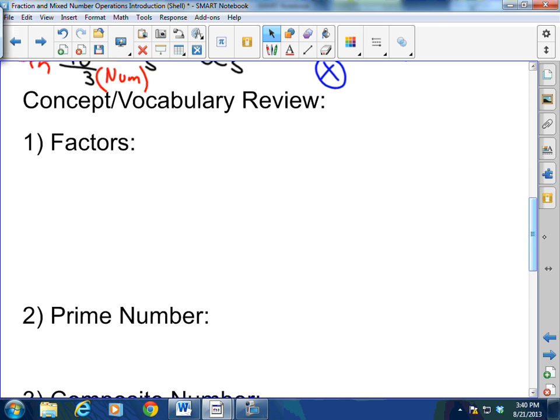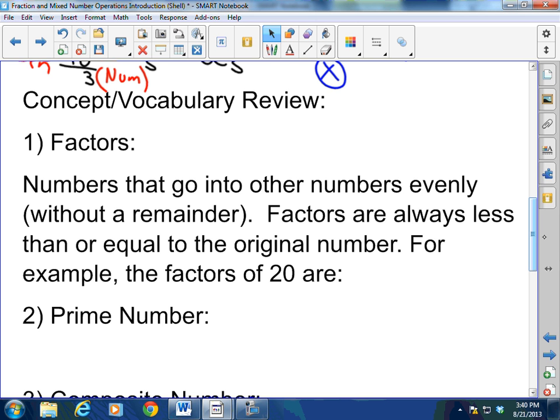When we're talking about fractions, not today so much, but when we're adding and subtracting and multiplying and dividing and simplifying, so we're going to use it a little bit, we have to know what factors are. And factors are numbers that go into other numbers evenly without a remainder. Factors are always less than or equal to the original number.